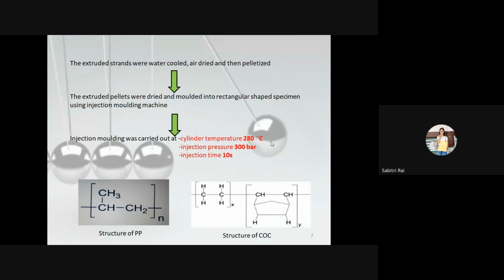Then the pellets will be dried and molded into rectangular shaped specimens using an injection molding machine. The injection molding will be carried out at a cylinder temperature of 280 degrees Celsius. Then the injection pressure will be 300 bar, and the injection time will be 10 seconds.